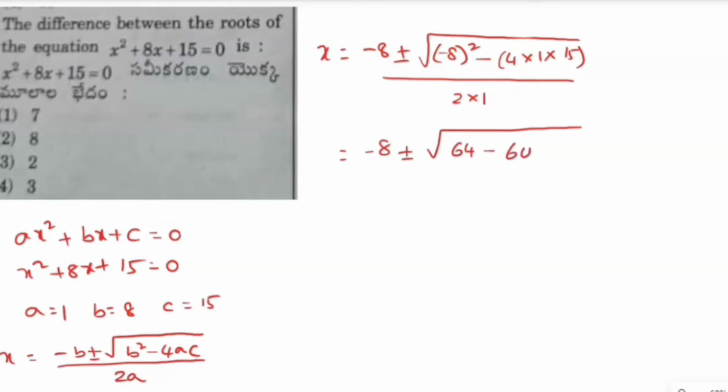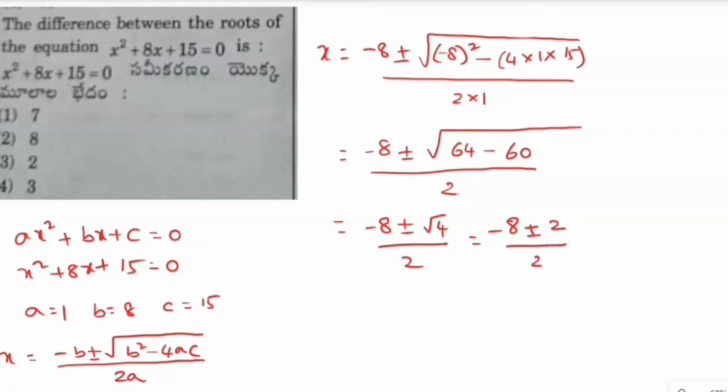So minus 6 0 by 2 ones 2 gives you minus 8 plus or minus the square root of 64 minus 60, which is 4, by 2. So the square root of 4 is plus or minus 2, so this can be written as minus 8 plus or minus 2 by 2. Now let us write the two roots, one using plus and another one using minus.